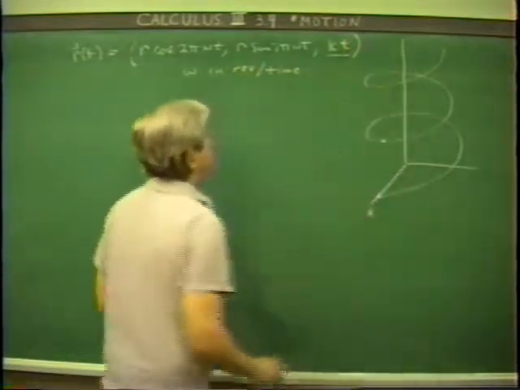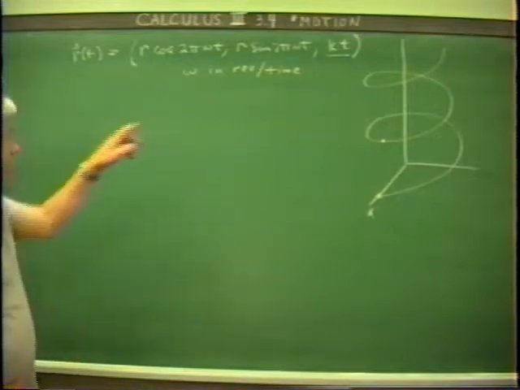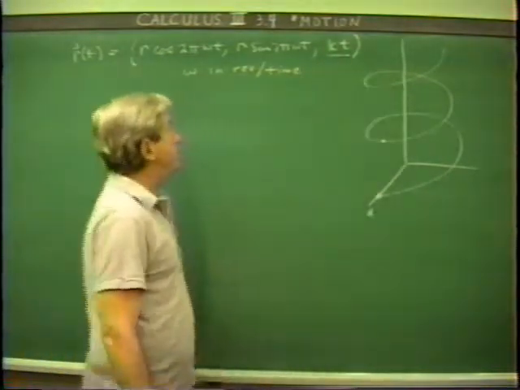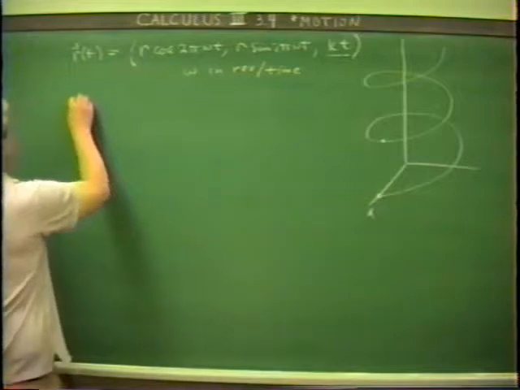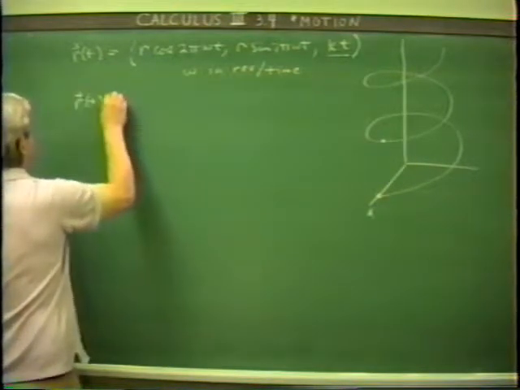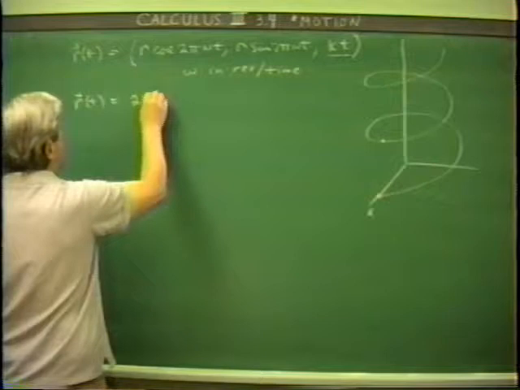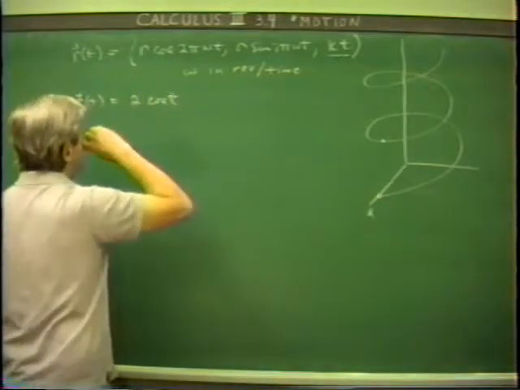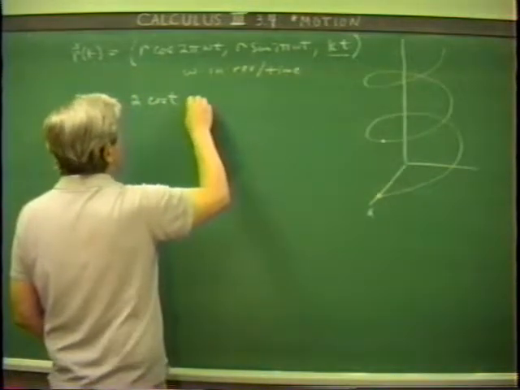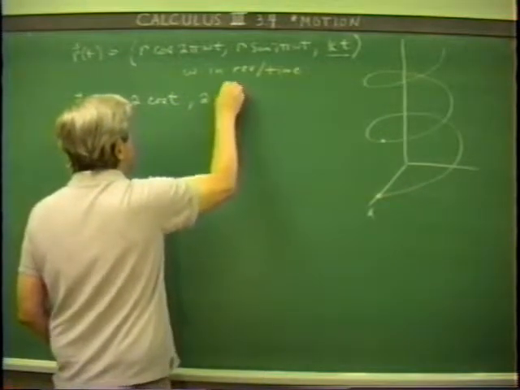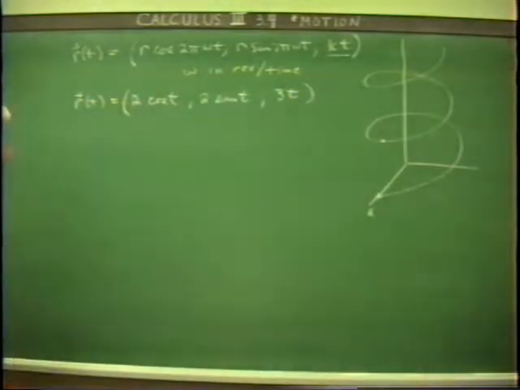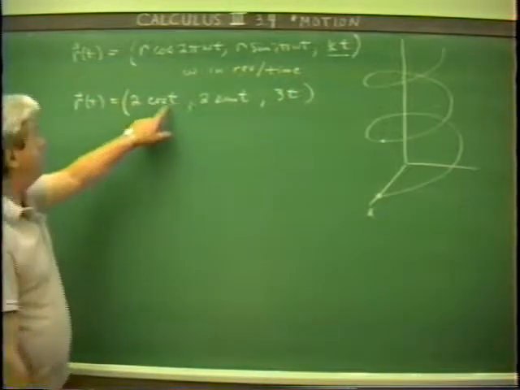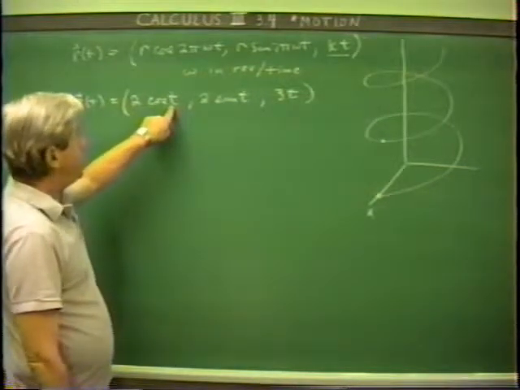The kt indicates that with k greater than 0, as time progresses, the z coordinate increases, z equal to kt. Let's take a look at a specific example. Let's let r of t be equal to 2 cosine t, 2 sine t, 3t, let's say. Right? Now what happens here?